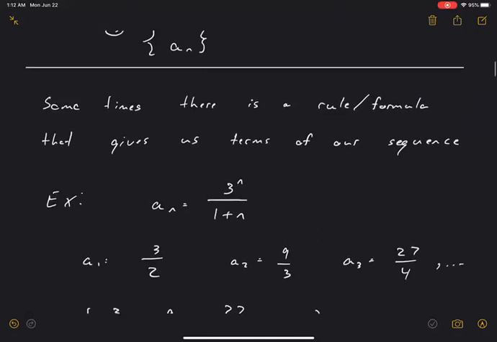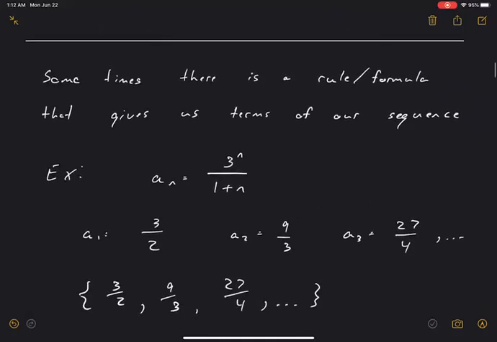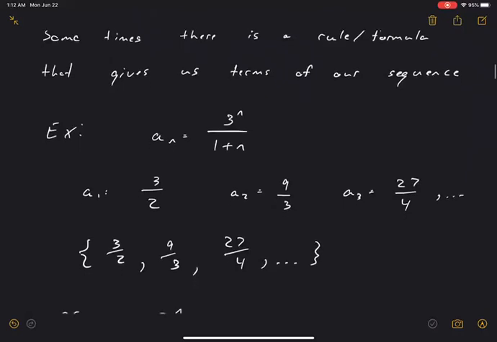So these sequences, how are they formed? What do they look like, etc.? Sometimes there's going to be some rule or formula that tells us what the terms of our sequence are, and sometimes it's going to seem totally random. Okay, so an example would be, let's say we're given this rule. Let's work on this example.